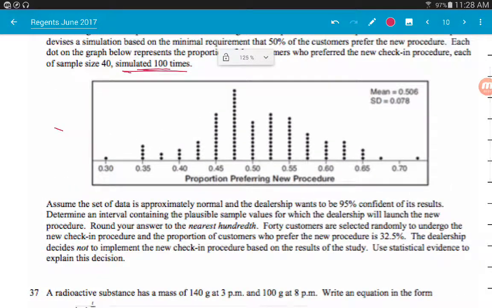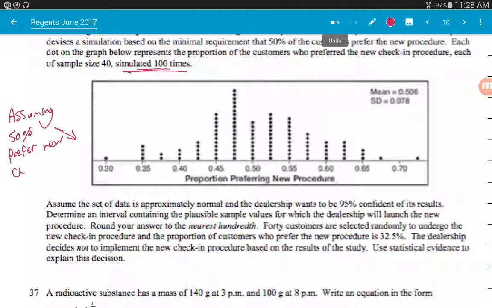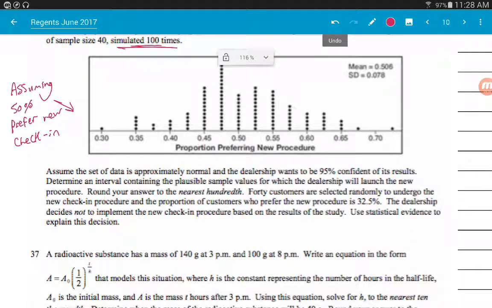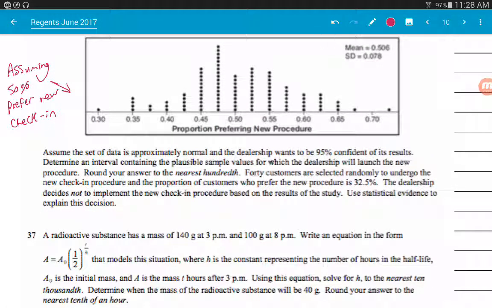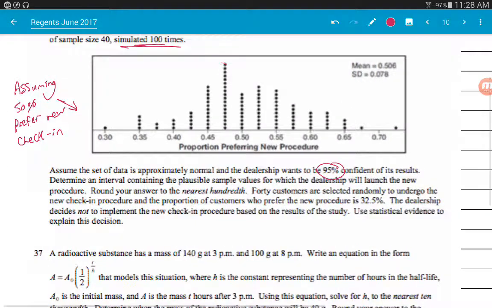So this whole graph here is assuming 50% prefer the new check-in. So this whole graph here is assuming that that's true. Now, assume that the set of data is approximately normal and the dealership wants to be 95% confident of its results. You know what this looks like.